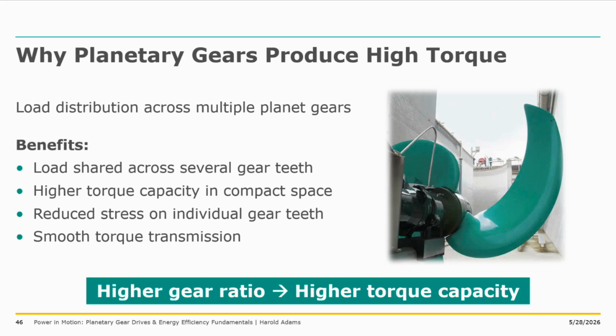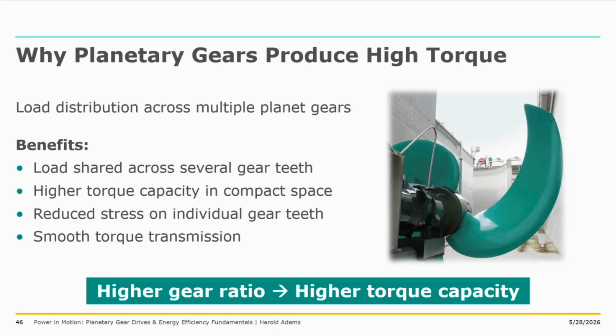Some of the benefits here come through load sharing. The primary reason for this high torque density is the distribution of the load amongst multiple planet gears. In a conventional parallel shaft gearbox, we reviewed that earlier, the entire load is transmitted through a single mesh point between a driver and a driven gear. In contrast, in planetary gear systems, the torque is shared amongst several planet gears, 3 or 4 respectively, effectively multiplying the contact area transmitting the power.